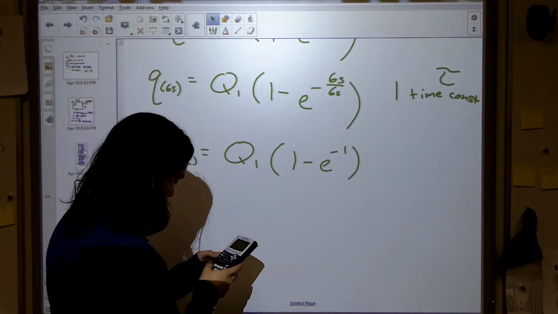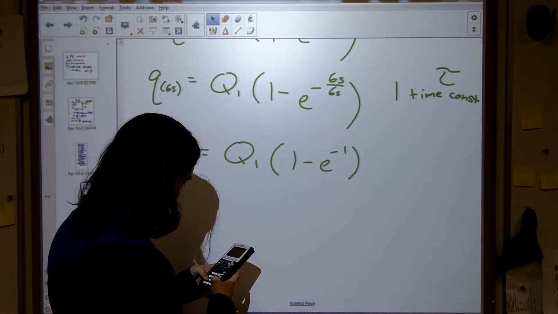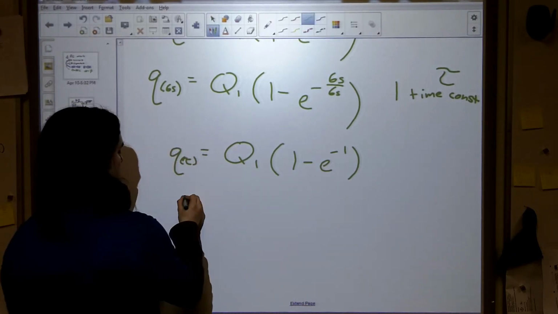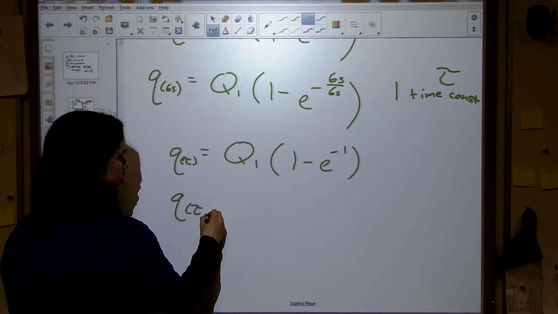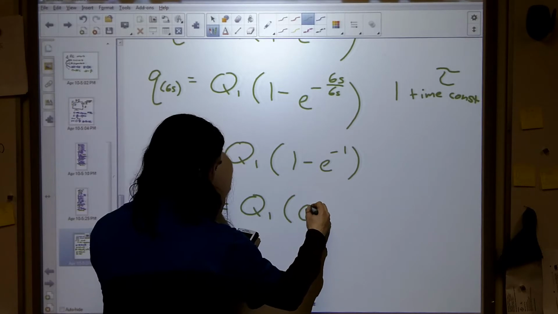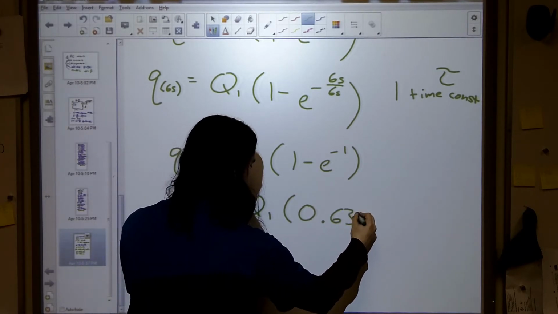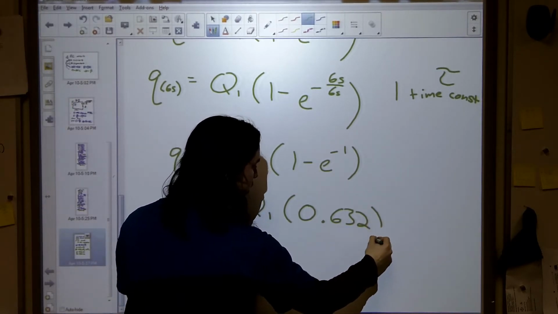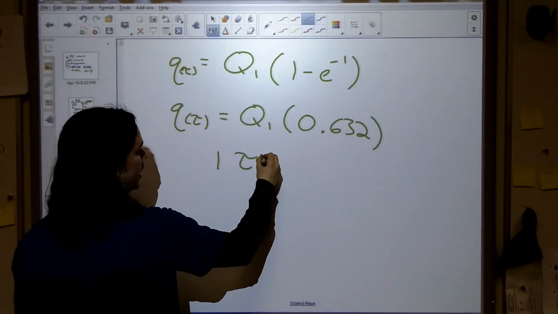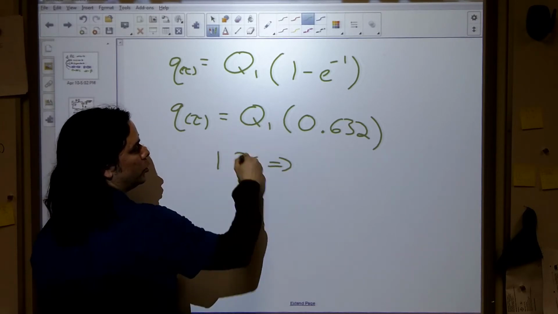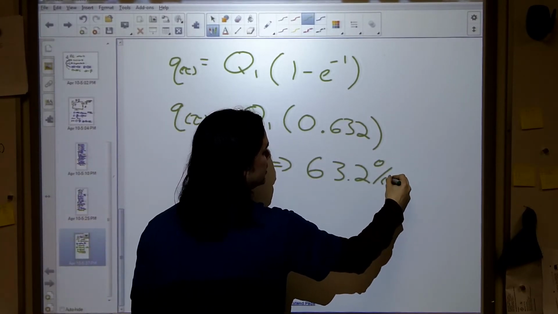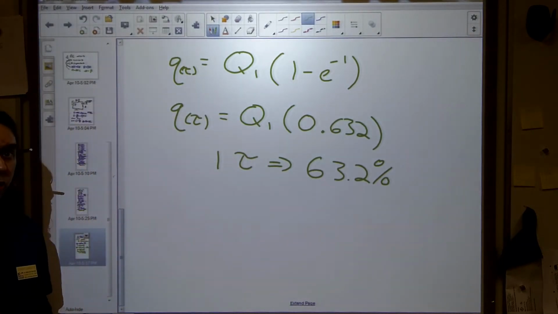Calculator. I'm going to do e raised to the negative 1. I'm going to do 1 minus that. The charge on the capacitor after one time constant is equal to 0.632, roughly, times the total charge. In other words, after one time constant, whatever the total charge is, you end up with 63.2% of the total charge on the capacitor.